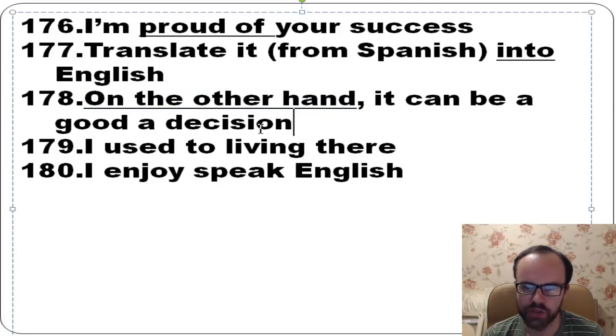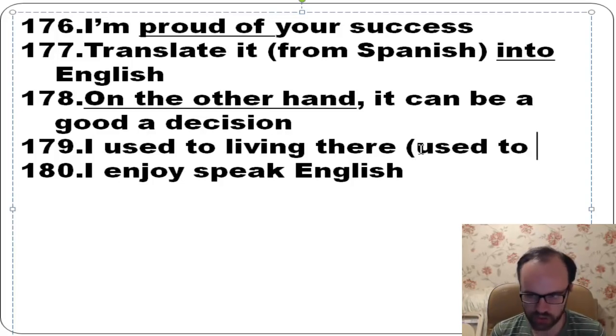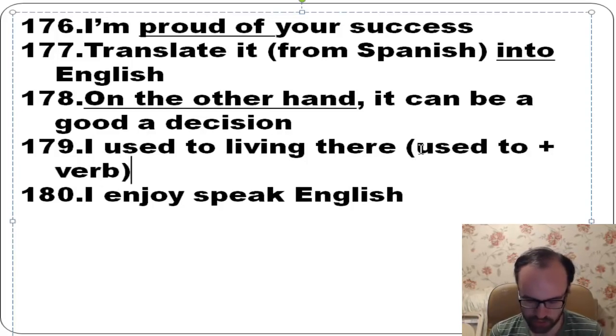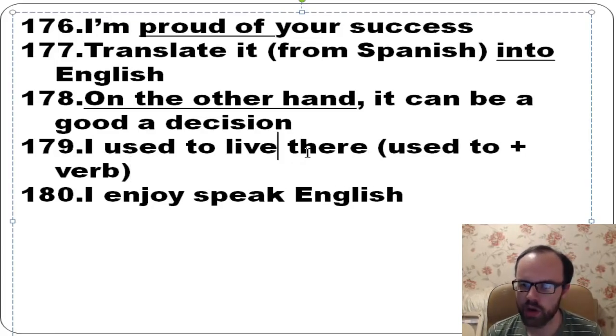Good. I used to live in there. Yeah, we talked about this phrase. So, if you did something in the past, and you aren't doing it now, use used to plus verb without ing. I used to live there. It means I lived there earlier, but I'm not living now.